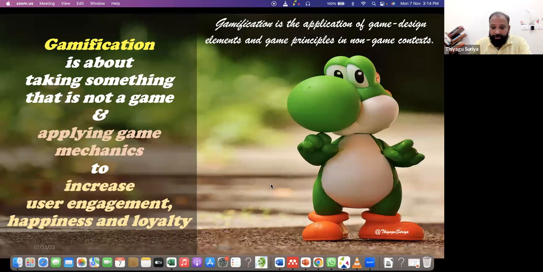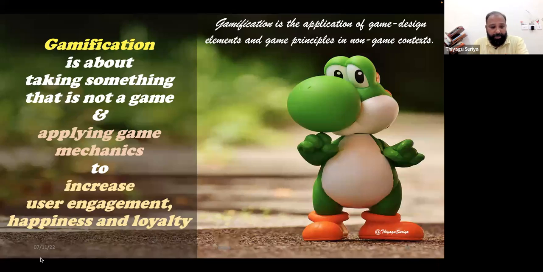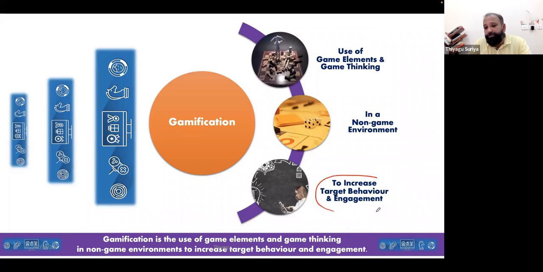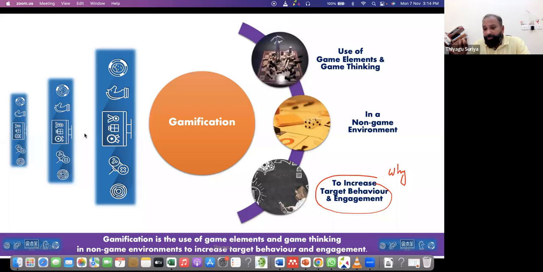The question number 1: why do we have to use this? For the why question, we get the answer from the last line of the last paragraph. Why we have to use gamification: to increase the target behavior or engagement, because the main intention in teaching and learning is to increase the target behavior or the engagement of the learners. So that is our main target. That is called why.